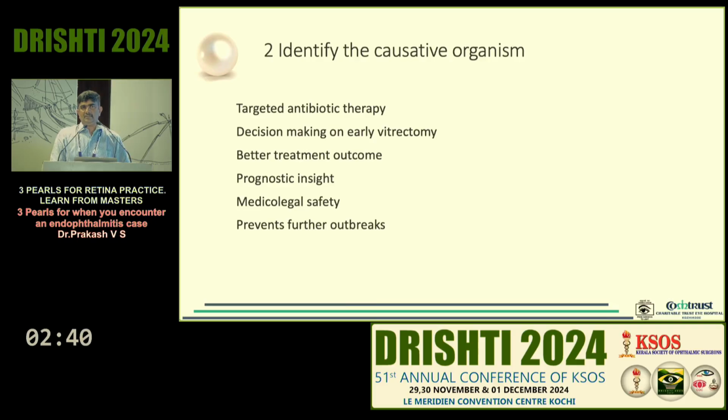Second thing is, you have to go to any length to identify the organism, because for that particular patient it is important, so that you can give the optimal medical care. Also, you can make a decision on early vitrectomy, because if you identify a gram-negative organism, you would always go for an early vitrectomy. Also, you can prognosticate the disease.